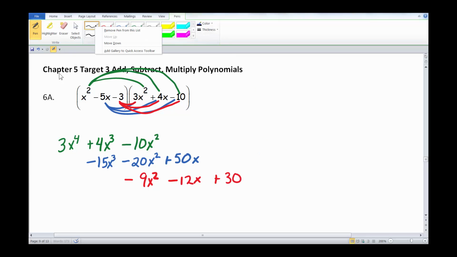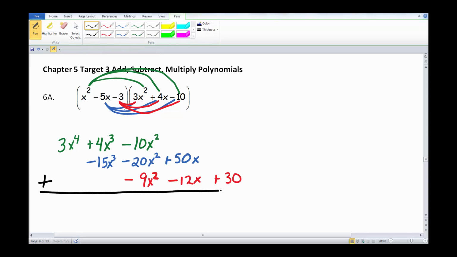So pretty much now we're just going to go ahead and combine all of these together. So we have 3x to the fourth, nothing can be combined with that, so he's still 3x to the fourth. 4x cubed minus 15x cubed gives us negative 11x cubed. Negative 10x squared minus 20x squared minus 9x squared gives us negative 39x squared. 50x minus 12x gives us 38x. And then for our last number, 30, he just drops down and is plus 30.